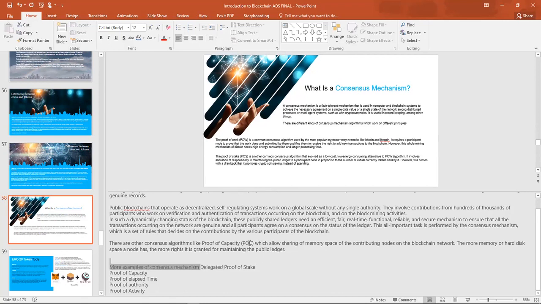Then we have proof of capacity, which we have talked about as memory sharing. And then we have proof of elapsed time, proof of authority, and proof of activity. I had some other notes, but I don't know where I put them. Yeah, so tomorrow I'll be able to explain more on this.